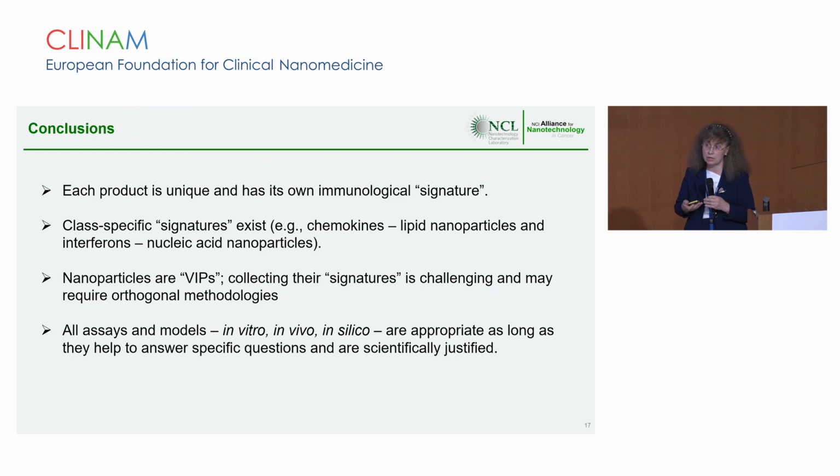So in conclusion, each nanotechnology product is unique and has its own immunological signature. Class-specific signatures exist. In my example, I referred to chemokine induction by lipid and polymer-based particles and interferon induction by nucleic acid nanoparticles. I also stated that nanoparticles behave as VIPs, which means that collecting their signatures is challenging and may require orthogonal methodologies. And here is the answer to the question that we asked in the beginning. What is ideal? Nothing is ideal. In vitro, in vivo, and in silico methods are all appropriate as long as they help answer specific questions and are scientifically justified.